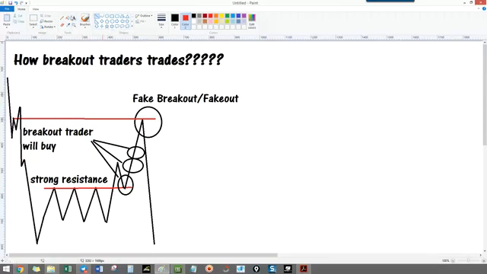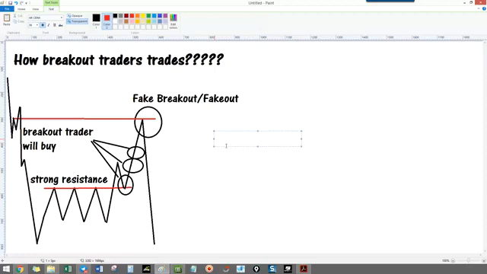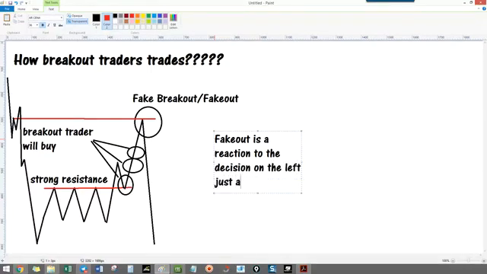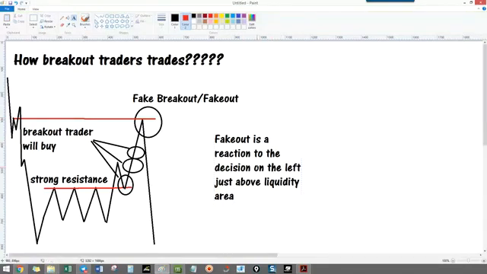Fake out is a reaction to the decision on the left, just above the liquidity area. Okay, decision on the left just above liquidity area. So this is the key to where the fake out is. Okay, so you have a liquidity area here.